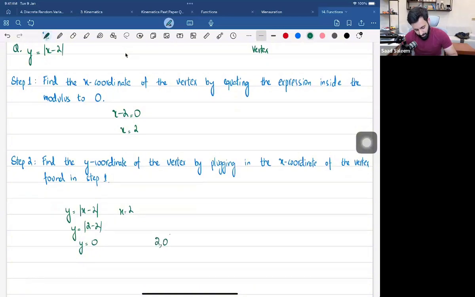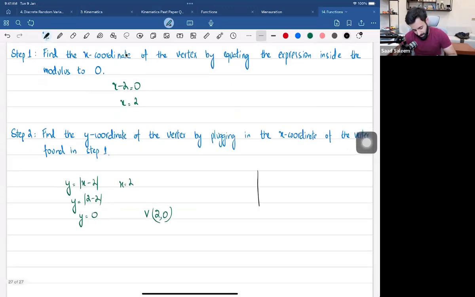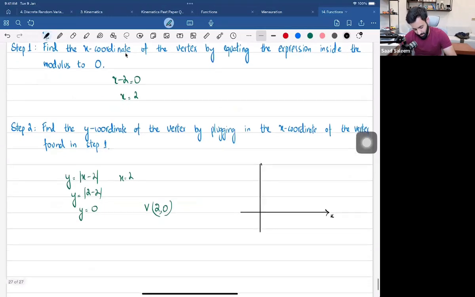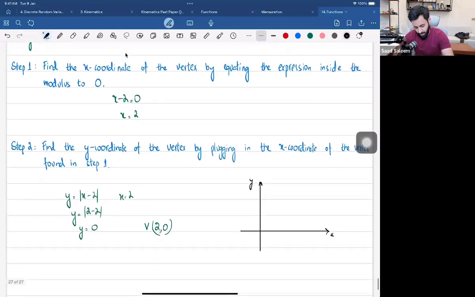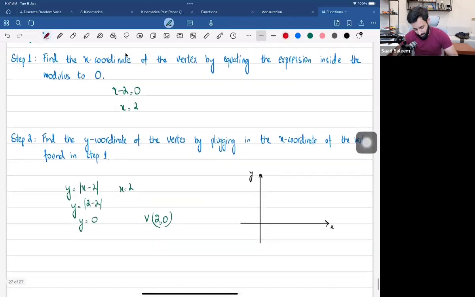So what do we have now? We have the coordinates of the vertex. They are 2 comma 0. Let's write them as V. They are the coordinates of the vertex, 2 comma 0. That means as far as the sketching part is concerned, here is where we are. Here's the x coordinate. Here is the y coordinate. So as far as the sketching part is concerned, what we have done is we have found the point where the graph will turn, or the vertex.